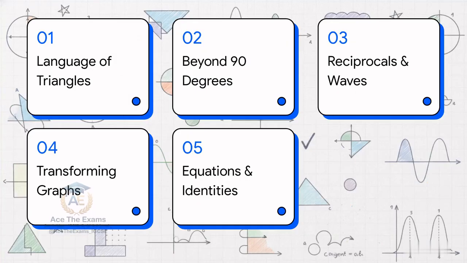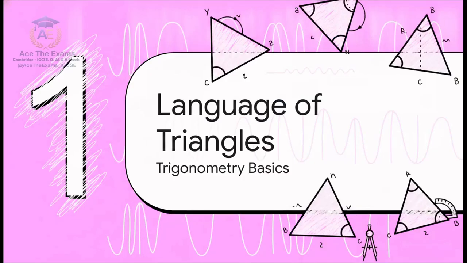So, here is our roadmap for today's explainer. First, the language of triangles. Second, beyond 90 degrees. Third, reciprocals and infinite waves. Fourth, transforming the graphs. And finally, number 5, equations versus identities. All right, let's start with block number 1, the language of triangles.